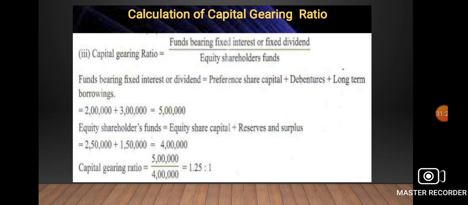So capital gearing ratio: funds bearing fixed interest or dividend value 5 lakh divided by equity shareholders' funds value 4 lakh. So we get 1.25 is to 1. This is the capital gearing ratio.